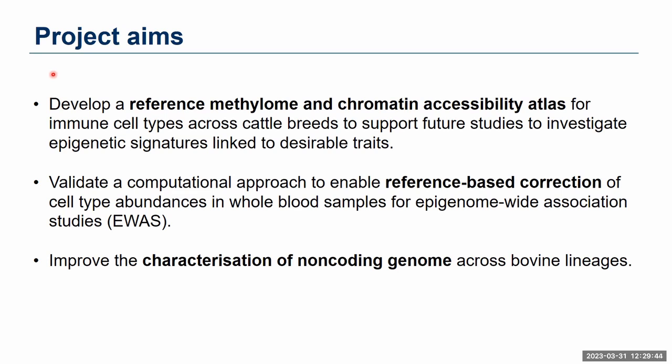The second aim of my project was to develop a computational approach to allow us to deconvolute the composition of whole blood samples to enable a reference-based correction for cell type abundances when doing epigenome-wide association studies using blood. And then finally, to try and improve the characterization of the non-coding genome across the bovine lineages by identifying unique epigenetic signatures.